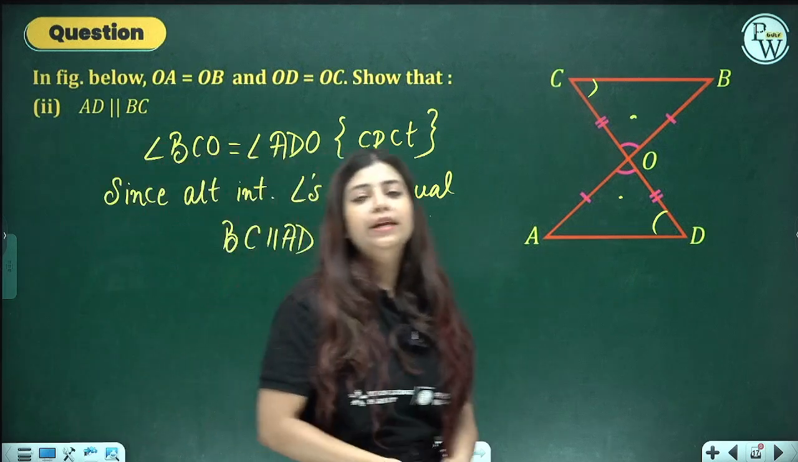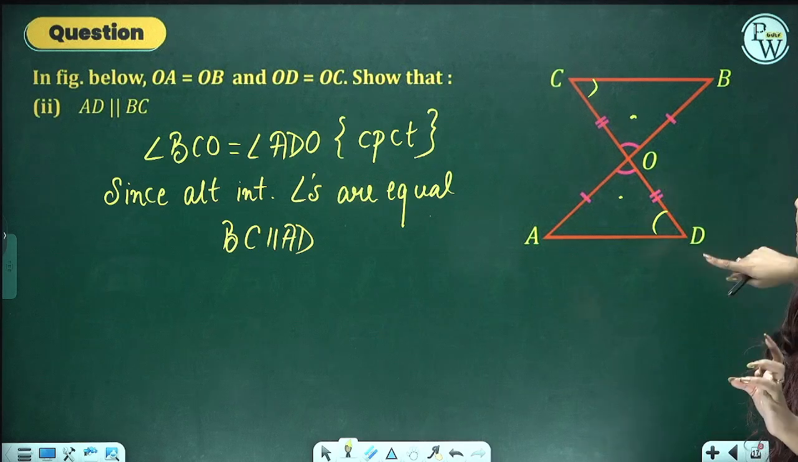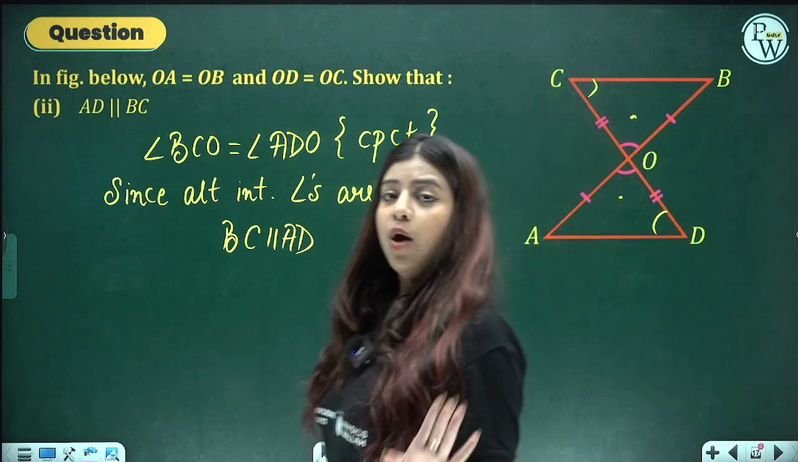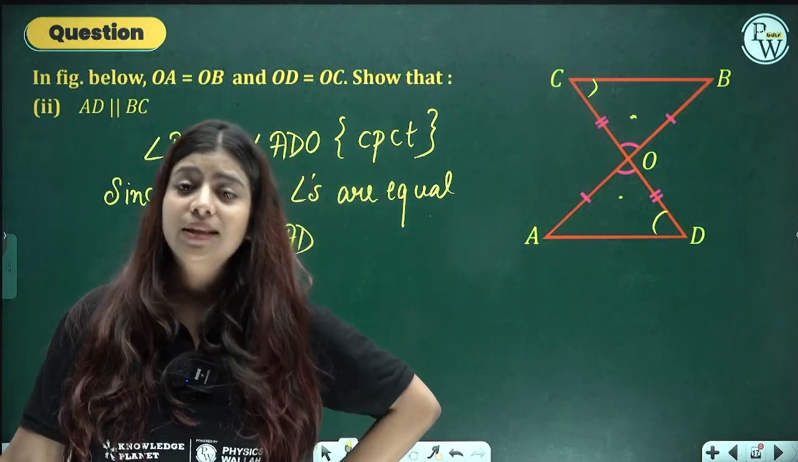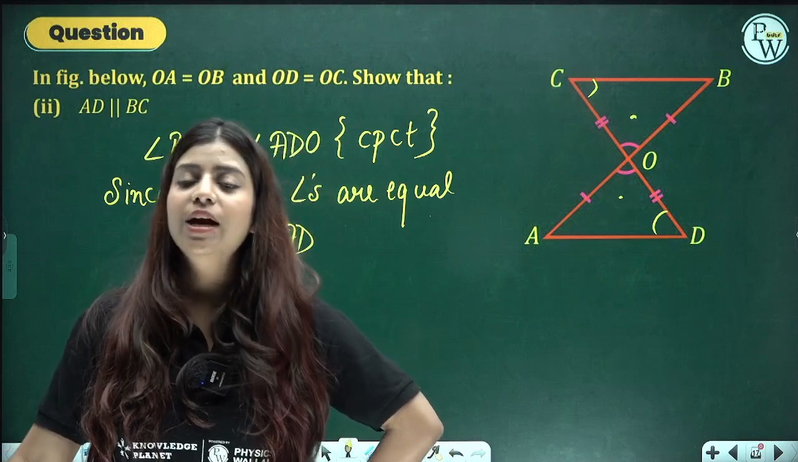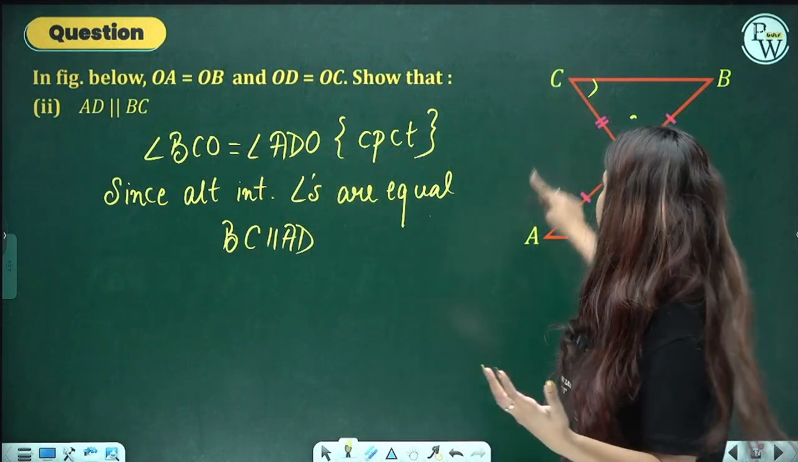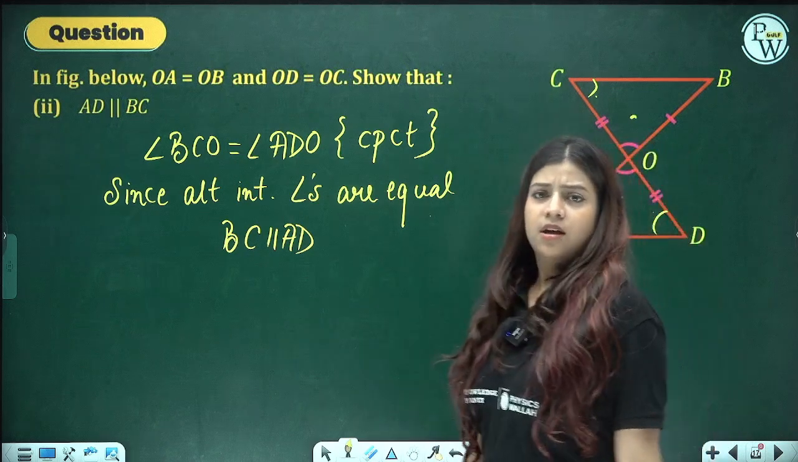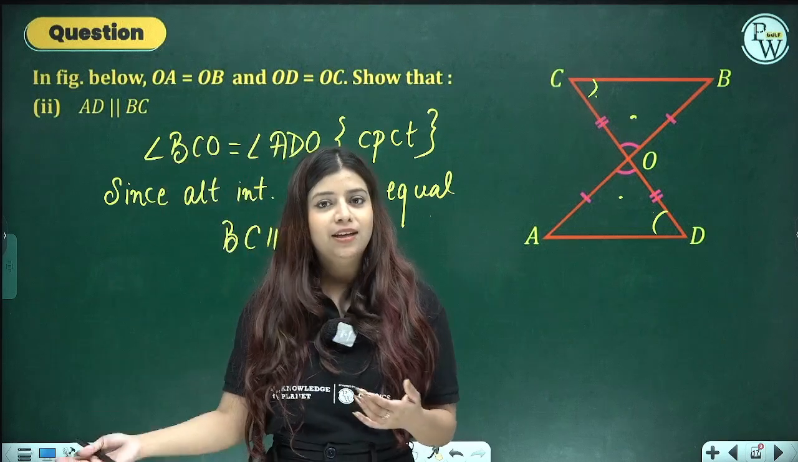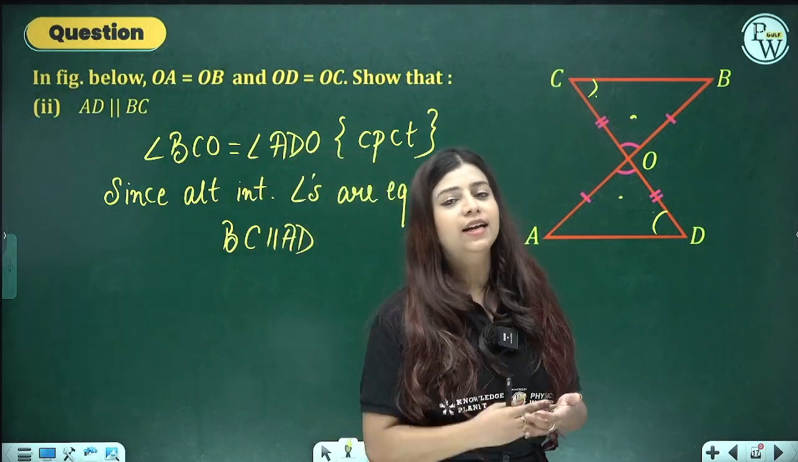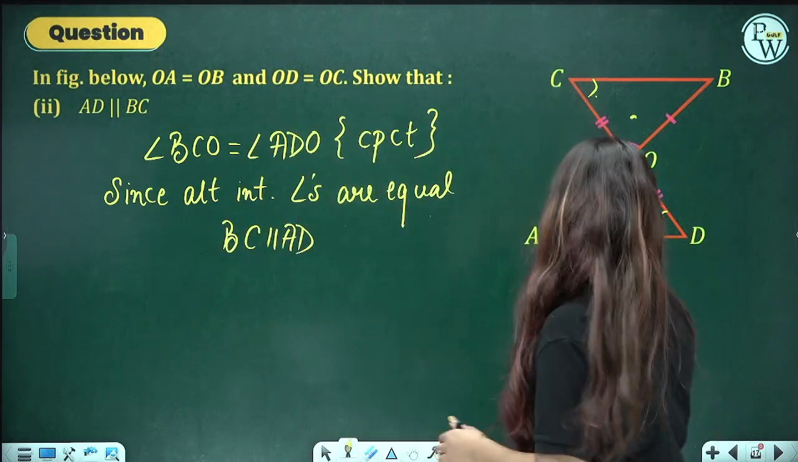First of all, what we did, we proved the congruency in the two triangles, that is BOC and AOD. Now, we can say that angle BCO is equal to angle ADO by CPCT, that is, corresponding parts of congruent triangles. After that, we can clearly see that these two angles are forming alternate interior angles, and since we have already shown by CPCT that alternate interior angles are equal, the lines will be parallel as the converse of it.